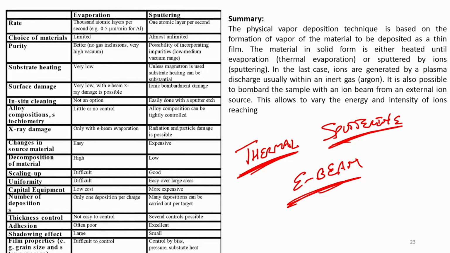It is a technique based on the formation of vapor from the material to be deposited as a thin film. The material in solid form is either heated until evaporated, or sputtered by ions, while in the latter case, the ions are generated by plasma within an inert gas, which is the sputtering case. It is also possible to bombard the sample with an ion beam from an external ion source, and this will allow varying the energy and intensity of the ions reaching the substrate.